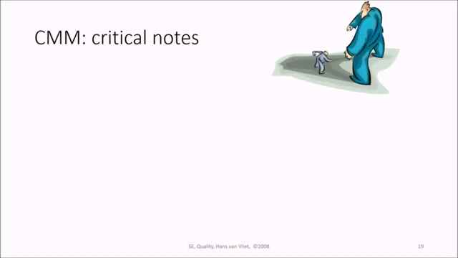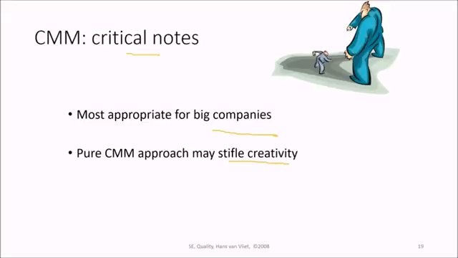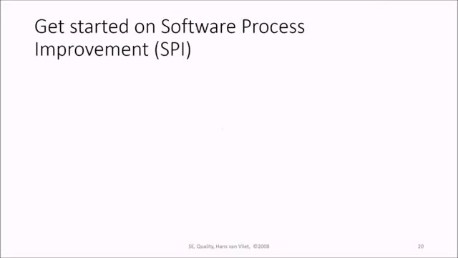So CMM has certain critical notes. It is most appropriate for big companies, and a pure CMM approach may stifle creativity. Then there is the crude 5-point scale. Now CMM has changed to CMMI, that is Capability Maturity Model Integrated.